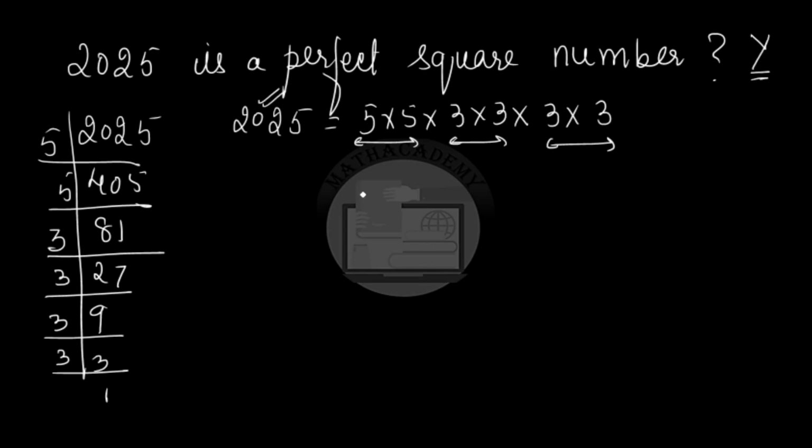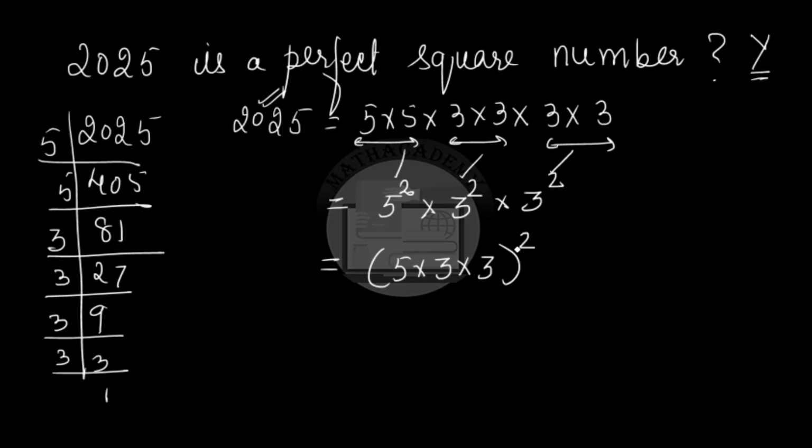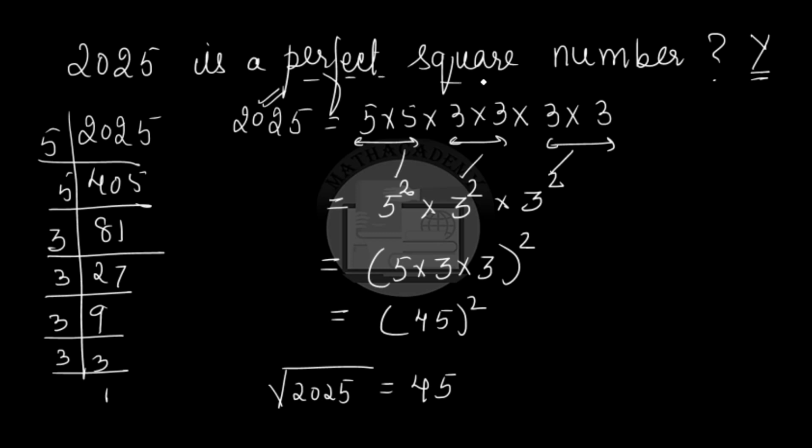The answer is yes. And it's the square of which number? Let us see. 5 into 5 is 5 square. 3 into 3 is 3 square. And this is again a 3 square. Correct? This can be written as 5 times 3 times 3 whole square, which is nothing but 45 square. So 2025 is the square of 45, or in other words, the square root of 2025 is equal to 45, and it's a perfect square number because all the prime factors are coming in pairs.